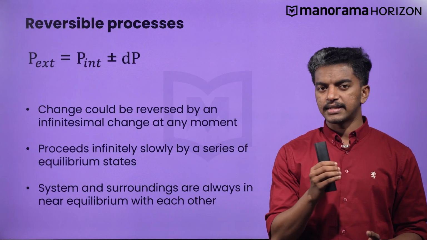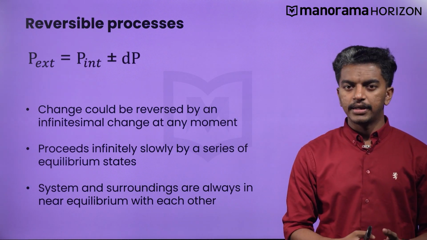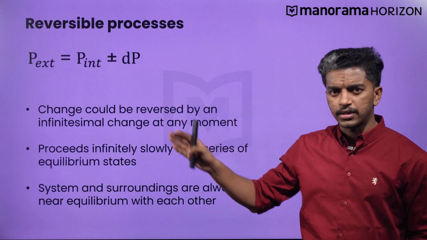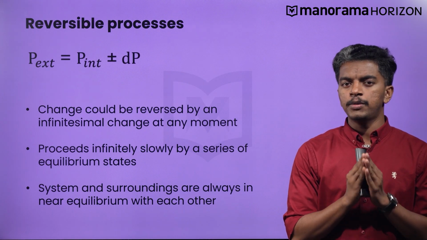Now, let us discuss the general equation for the external pressure applied to a system. This can be written as external pressure P external is equal to internal pressure plus or minus dP. This is known as the reversible process.